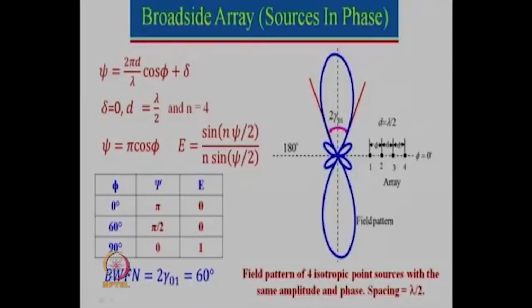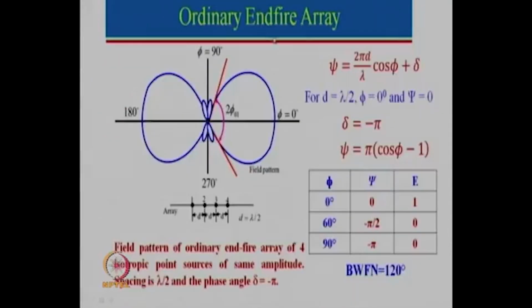Let us just take another case now, that is the case of ordinary end fire. So, we start again with the psi, we are taking d equal to lambda by 2, and this time we want the beam maximum at phi equal to 0 degree, that is what will give us an end fire array. And for this particular value, we force the condition psi equal to 0, which is for maximum radiation. We put these values over here. So, delta is calculated from this, which comes out to be minus pi or 180 degree. We substitute the value of this delta over here, we get psi equal to this.